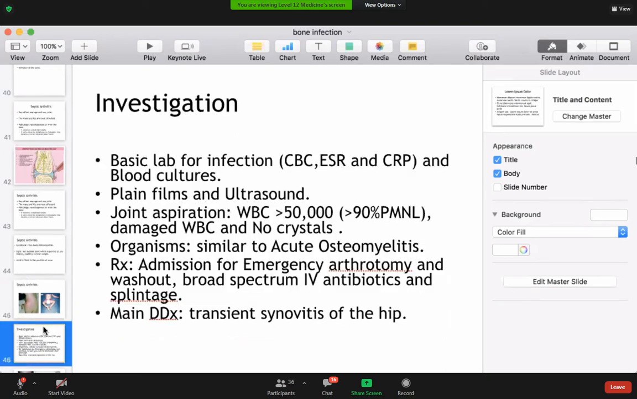Same investigations. In this case, you can do joint aspiration. If it's more than 50,000 with more than 90% polymorphs, then this indicates septic arthritis.